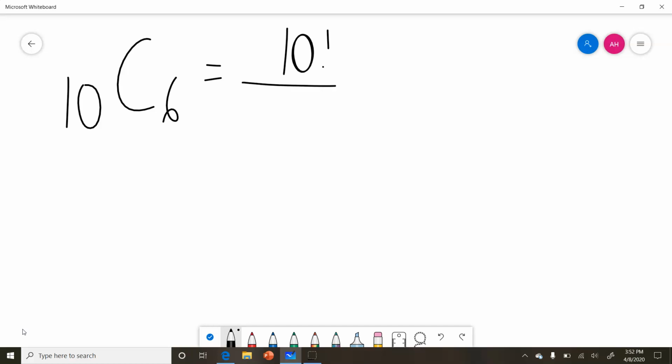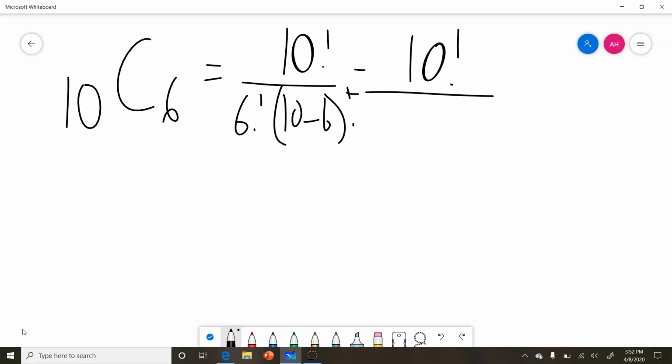10. So for example, say 10 girls in the class, and 6 are selected from the volleyball team. Okay, 10 girls total, 6 for the volleyball team. So now I do the same thing where I do 10 factorial on top, and I do 6 factorial, that's r, then I do 10 minus 6 factorial. So I get 10 factorial divided by 6 factorial, and what's 10 minus 6 is 4, I get 4 factorial.